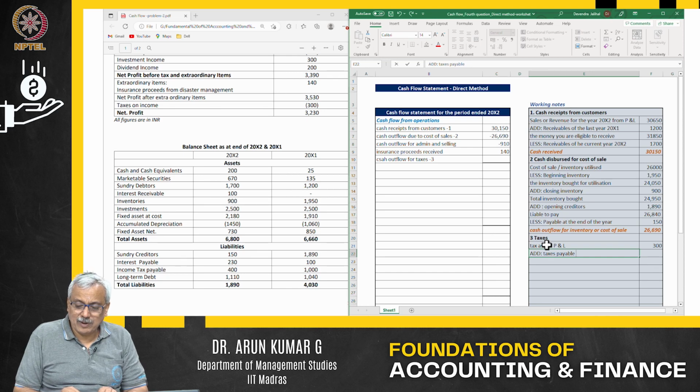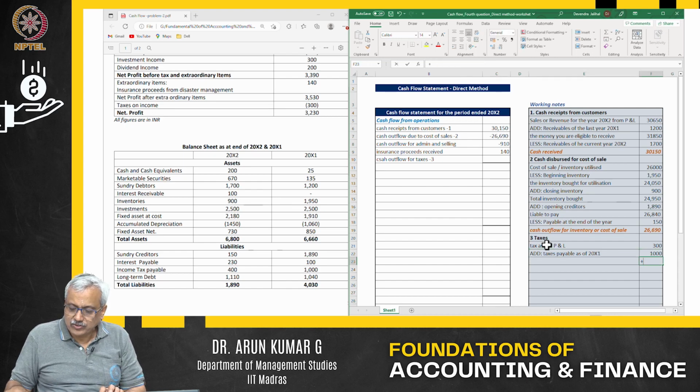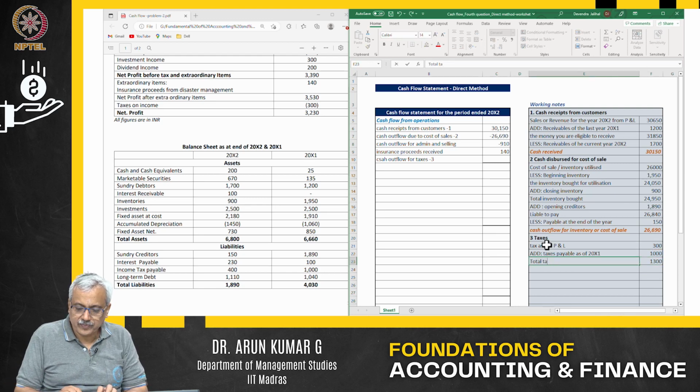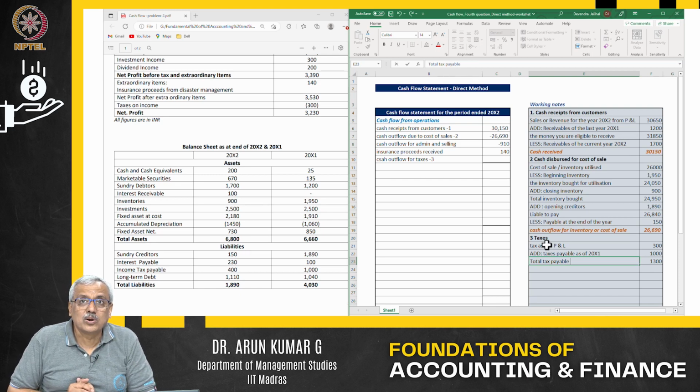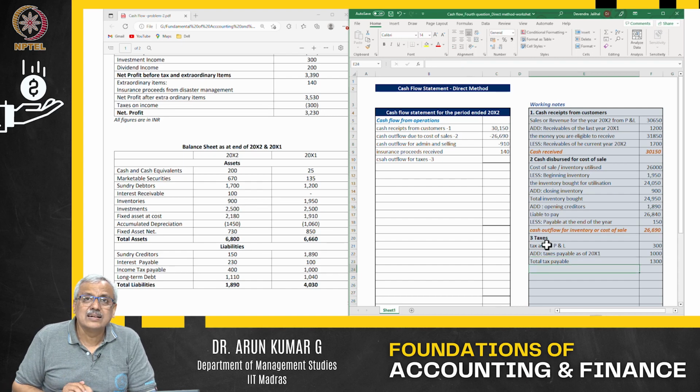taxes still due or taxes payable as of 20x1, that is about $1,000 here. So, what is the total tax payable? The total tax payable is 1300. Total tax payable is 1300. So, out of the total tax payable of 1300, there is some amount still due at the end of the year. There is a $400 due that is yet to be paid.